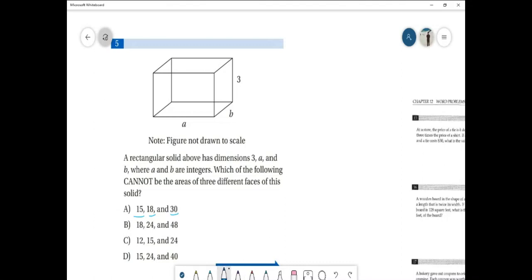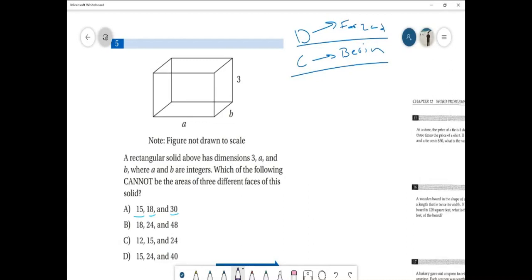So here we have a question. Idris sent me this question. A rectangular solid above has dimensions 3, a, and b, where a and b are integers, not fractions, integers. Show the following cannot be the area of 3 different faces of the solid. Cannot be, okay? So we have 3 values. Each of these values represents the area of 3 different faces. So is it D? I don't know the answer.